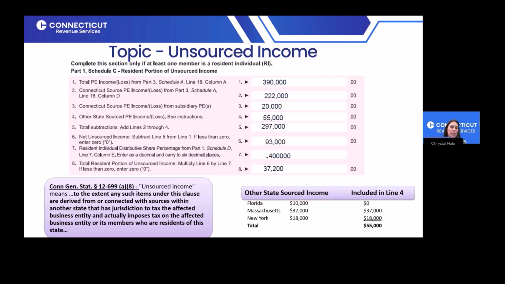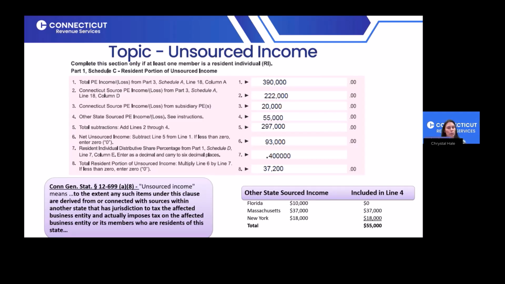So what I want to focus on today is other states' sourced PE income. This is to the extent that any such items are derived from or connected with sources within another state. That state has jurisdiction to tax the entity and actually imposes the tax on the entity. All right, so let's think about that for a second.